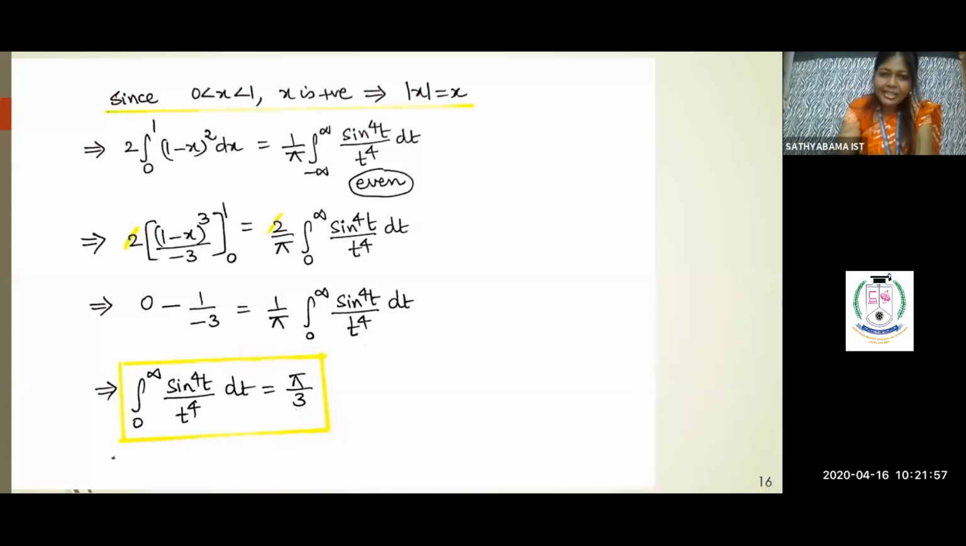Okay, so I have to divide by minus 1. So on the left hand side I've integrated. On the right hand side I've used the fact that sine power 4 t by t power 4 is an even function, so I can write it as twice the integral from 0 to infinity.